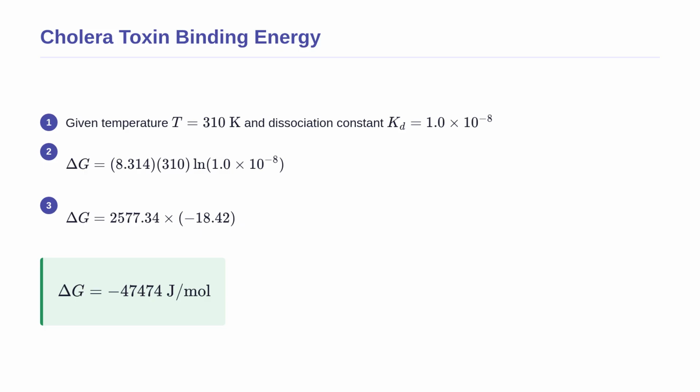We choose our formula and substitute the universal gas constant, the temperature, and the dissociation constant. Taking the natural logarithm of such a small fraction yields a large negative number. Multiplying these together gives a final answer of approximately negative 47,474 joules per mole. Physically, this exceptionally large negative value indicates an incredibly strong and spontaneous binding interaction, explaining why the cholera toxin is so devastatingly effective at grabbing onto our cells.